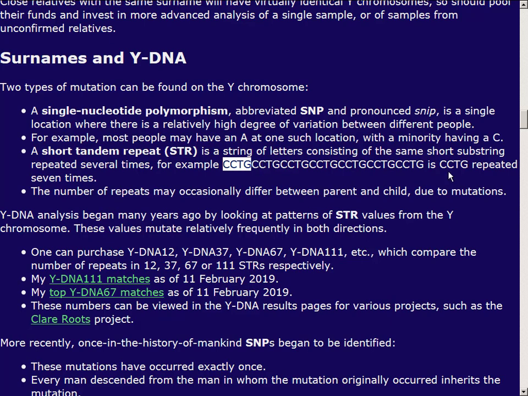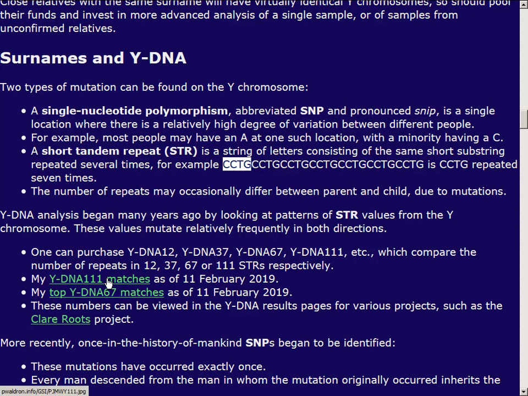And at some stage in the history of your male line, there will have been a mutation, maybe where that changed from 7 repeats to 8 repeats, or from 8 to 7, or 6 to 7, or might jump by more than 1 on occasions. And those were the types of mutations that were used to look for close relationships.